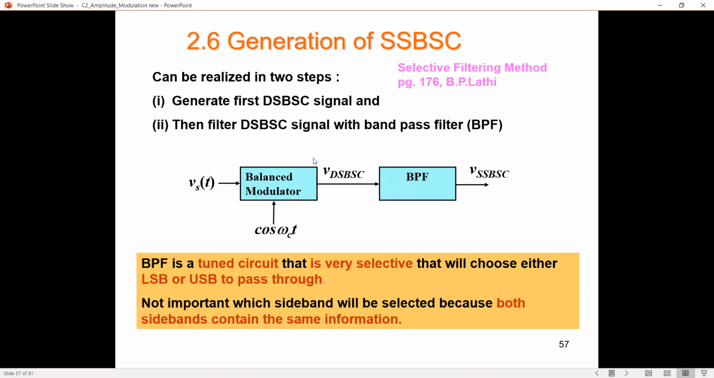Okay. So you have to set the filter so that either the lower sideband or the upper sideband will pass through. But the band pass filter needs to be very selective, because this bandwidth is even narrower than the double sideband signal.